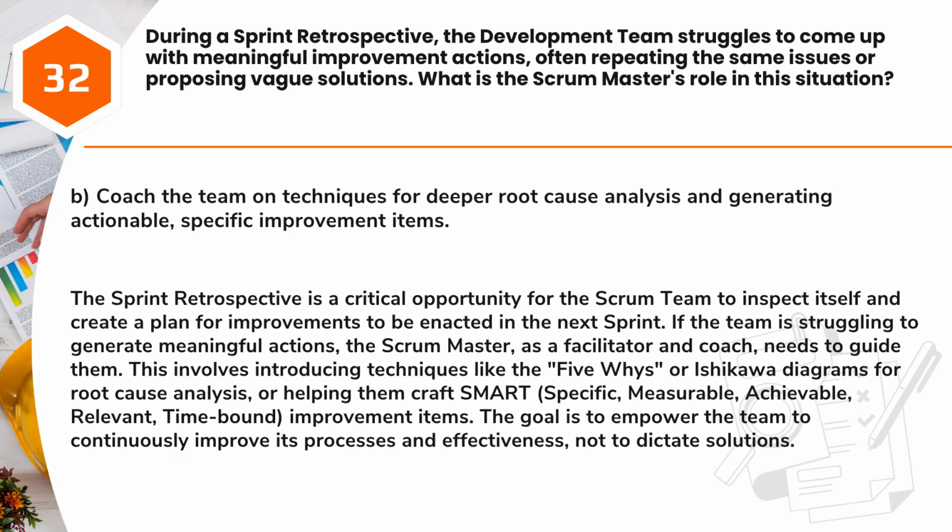If the team is struggling to generate meaningful actions, the Scrum Master, as a facilitator and coach, needs to guide them. This involves introducing techniques like the 5 whys or Ishikawa diagrams for root cause analysis, or helping them craft SMART (specific, measurable, achievable, relevant, time-bound) improvement items. The goal is to empower the team to continuously improve its processes and effectiveness, not to dictate solutions.